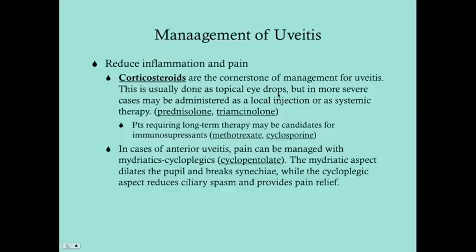So topical eye drops, topical steroids, prednisolone, dexamethasone eye drops, good for anterior uveitis. But if it's anything else, if it's intermediate or posterior or panuveitis, you're going to need to do a local injection or systemic therapy, and that can be triamcinolone or prednisolone. And then, as mentioned, patients requiring long-term therapy can be candidates for immunosuppressants like methotrexate and cyclosporine.